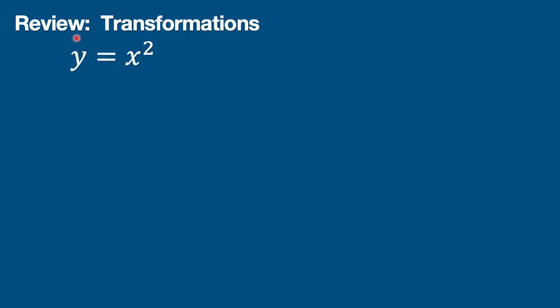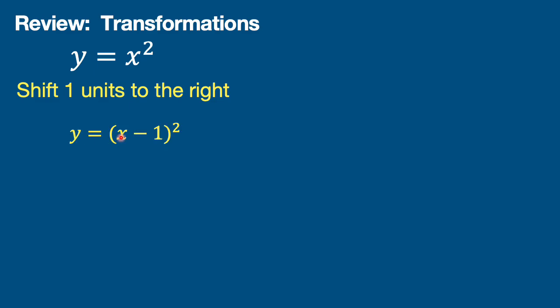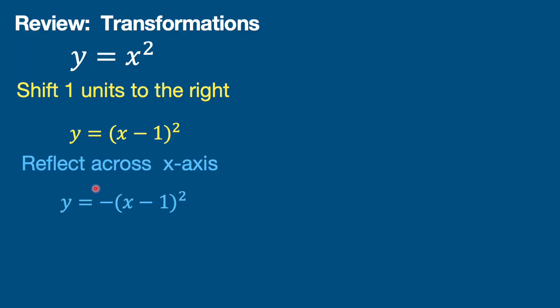Let's start with the parent function y equals x squared. Let's do a horizontal shift. Shift 1 unit to the right. How does the function change after translating horizontally? It becomes y equals (x minus 1) squared, moved 1 unit to the right. Second is reflection across the x-axis. Then we put a negative in front of the parentheses: y equals negative (x minus 1) squared.